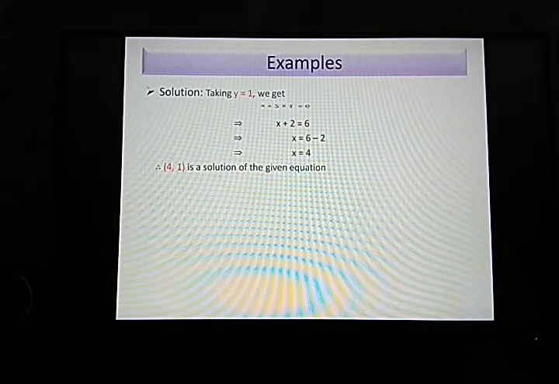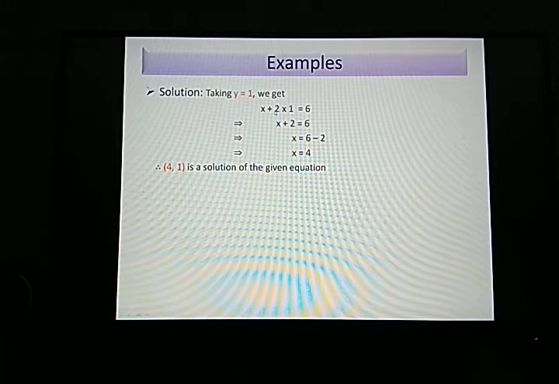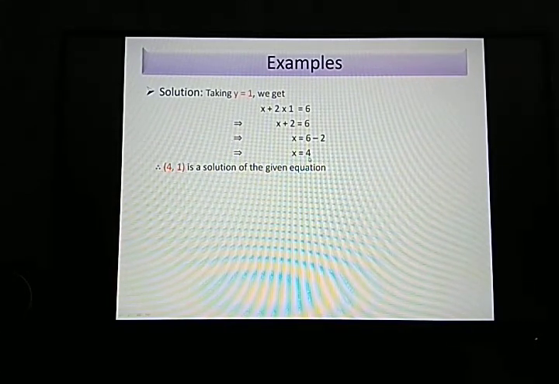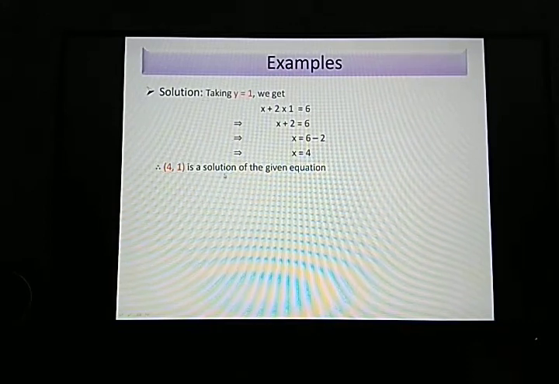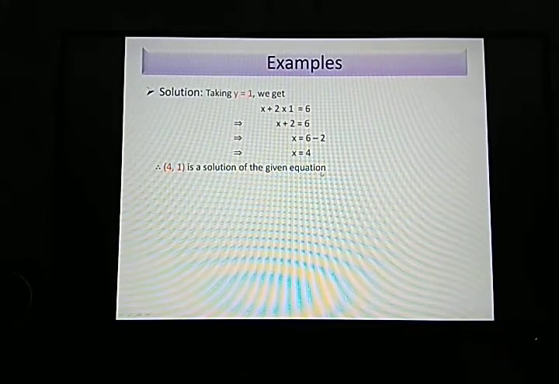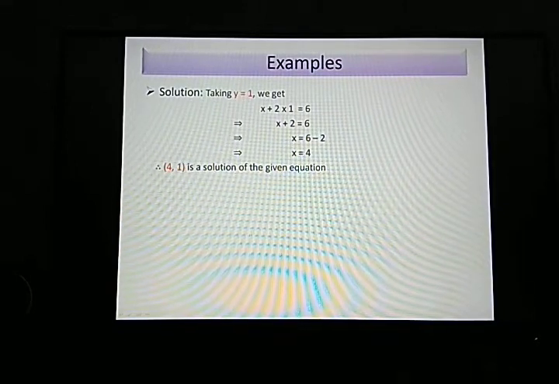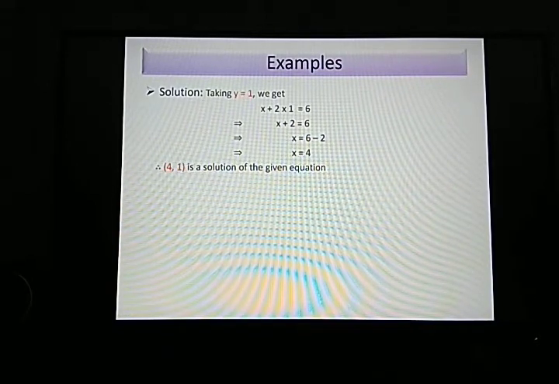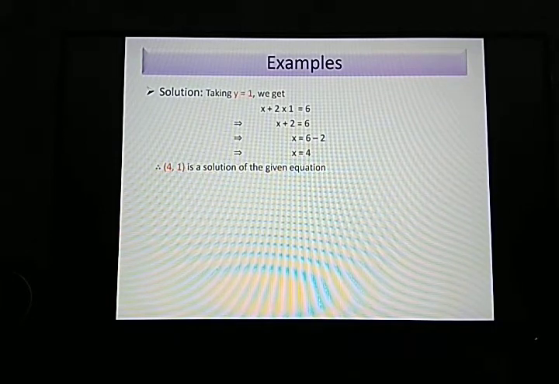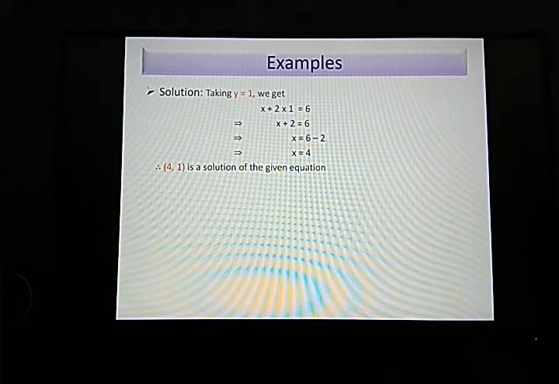Now what to do? Next we choose y equals 1. Now if we choose y equals 1, as you can see, after solving we get x equals 4. So (4, 1) is a solution of the given equation. Clear? So as you can see how simple it is to find the solutions of a given equation. Just by assuming different values of x and y, we can easily find different solutions of the given equation.